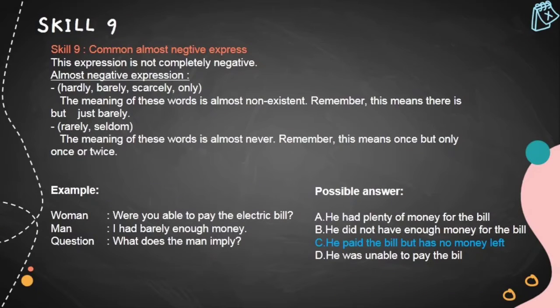Skill 9. Common almost negative expressions. This expression is not completely negative. Almost negative expressions such as hardly, barely, scarcely, only. The meaning of these words is almost non-existent or just barely. And the next almost negative expressions are rarely and seldom. The meaning of these words is almost never or once or twice. And the example here, the man said, I had barely enough money. It means he paid the bill but has no money left. Or C.